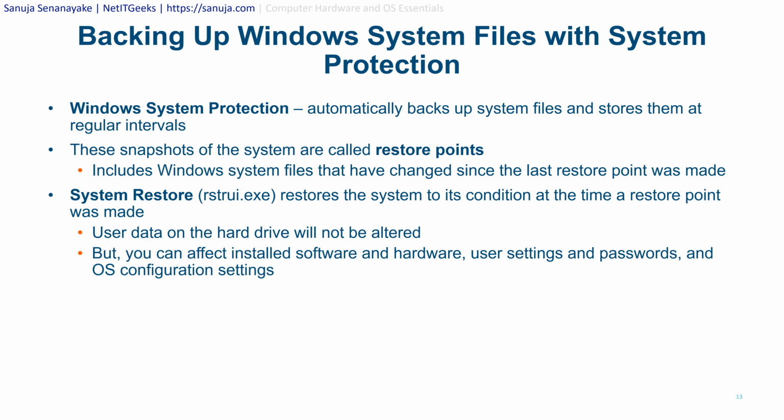System restore can be accessed by running rstrui.exe in the Run command, and it restores the system to its condition at the time a restore point was made. User data on the hard drive will not be altered, but it can affect installed software and hardware, other user settings and passwords, and operating system configuration settings. The reason is that in Windows system protection restore points, all of this information, such as hardware drivers, user settings, passwords, and operating system specific configurations, is saved to that restore point at the time the operation is run.